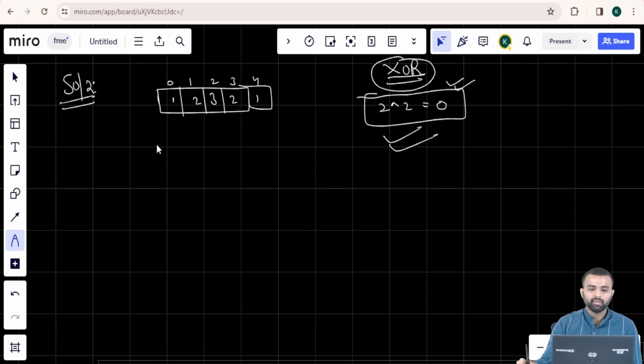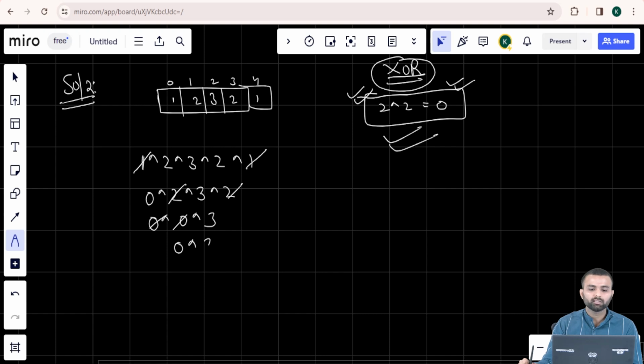Okay. So if I traverse this array and do the XOR of all the elements, I can get my single person. Simply, if I do 1 XOR 2 XOR 3 XOR 2 XOR 1, just apply this property: 1 and 1 gives 0. So make 0 here. Then 2 and 2 is also 0, right? So it makes 0, and 0 XOR 3 is 3, right? This is my output. My output is 3, right?